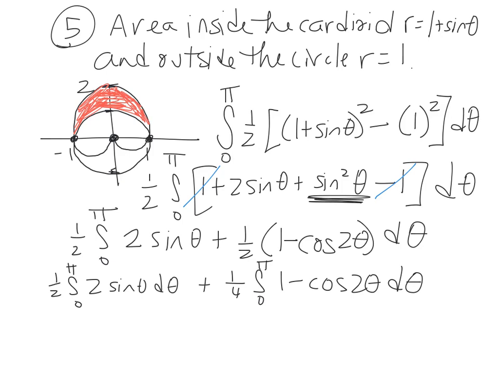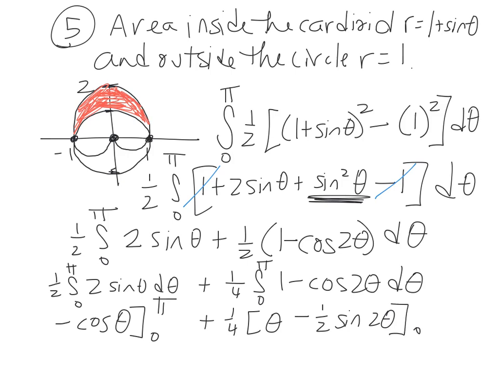So now the 2 could come out in front here also. 2 times 1/2 is just 1. So all I'm integrating here really is sine theta. So that's going to be negative cosine theta evaluated from 0 to pi. And here I'm going to have plus 1/4 times the integral of 1 with respect to theta, which will be theta. And the integral of negative cosine 2 theta is going to be negative 1/2 sine 2 theta.